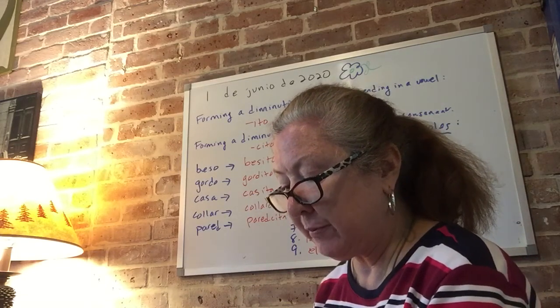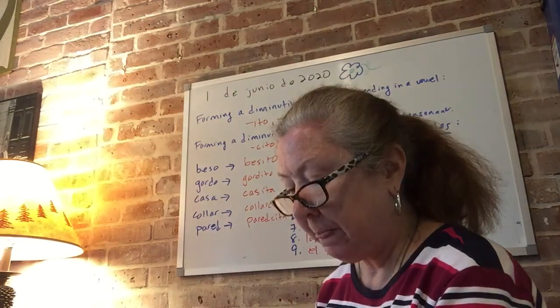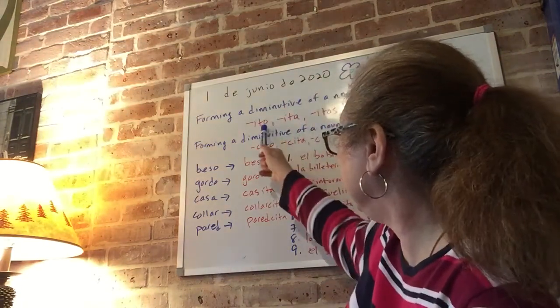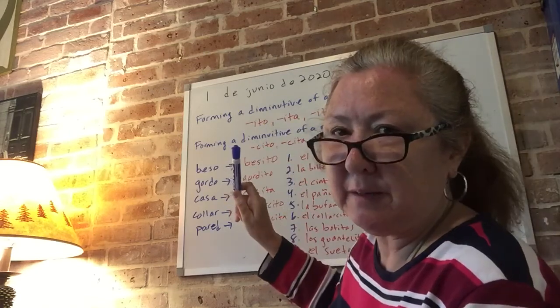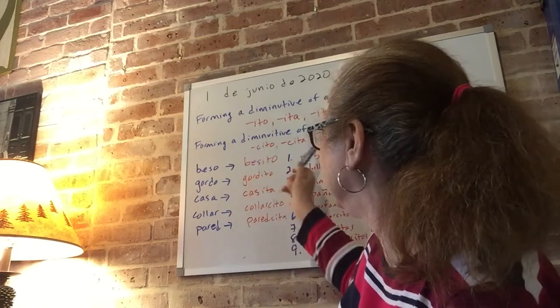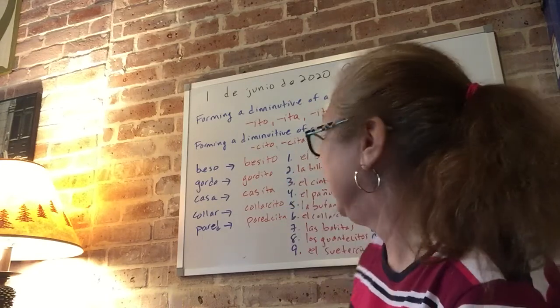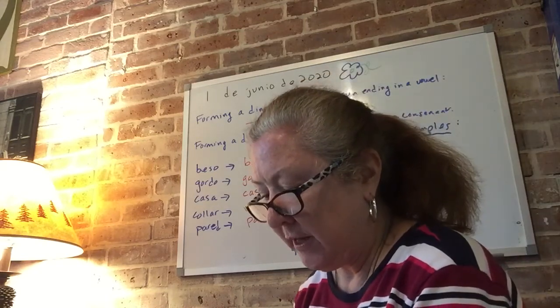And when adding the plural, simply add s. So s, like instead of ito, itos. Instead of ita, itas. You don't have to write that down, but I just wanted to point that out. And then cito becomes citos, and cita becomes citas for plural.